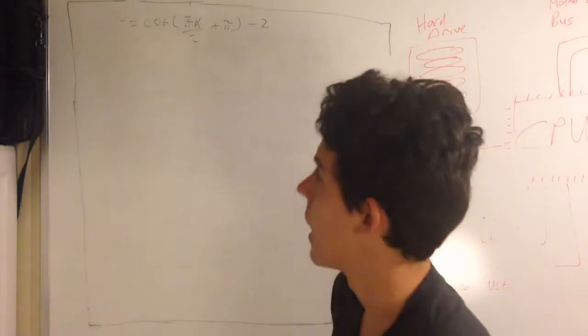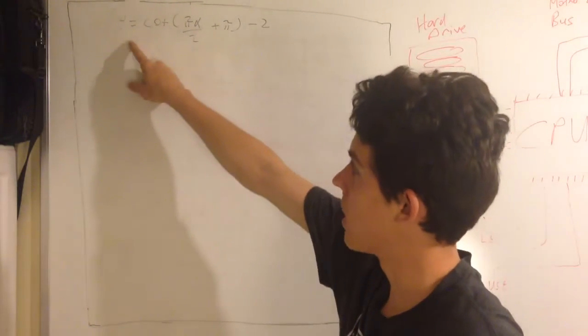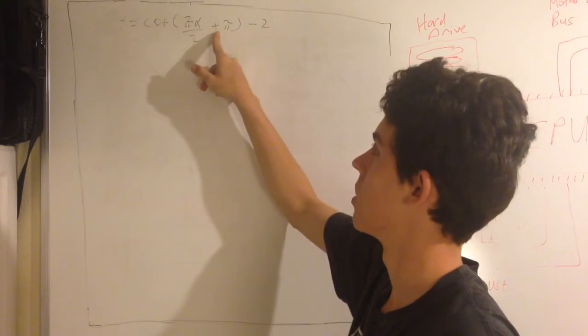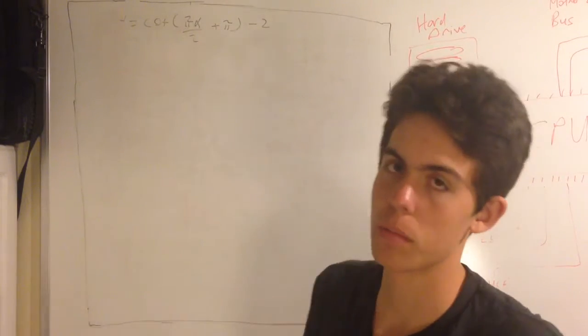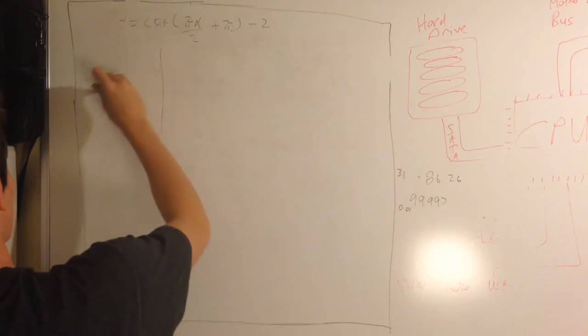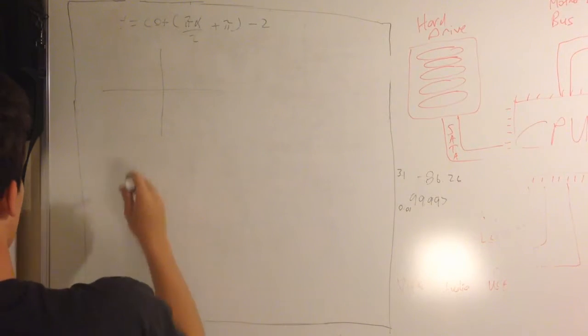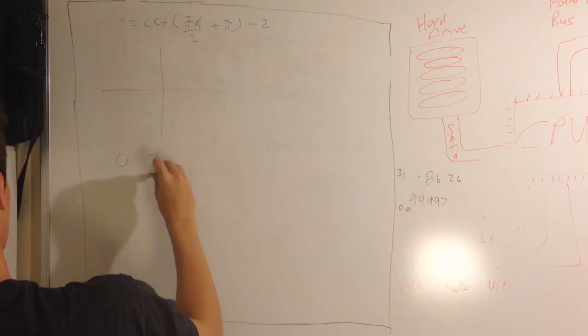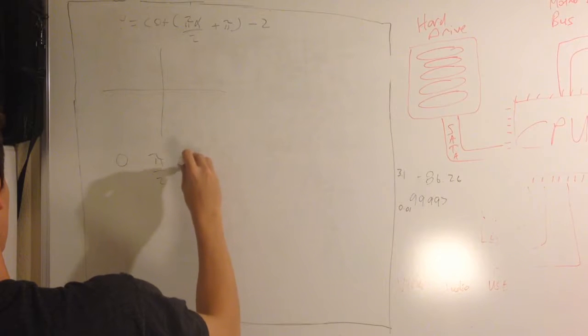Okay, so here we have our equation: y equals cotangent of (pi x over 2 plus pi) minus 2. So let's take our graph here, draw a little picture, and we're going to take our tremendous 3, which is going to be 0, pi over 2, and pi.